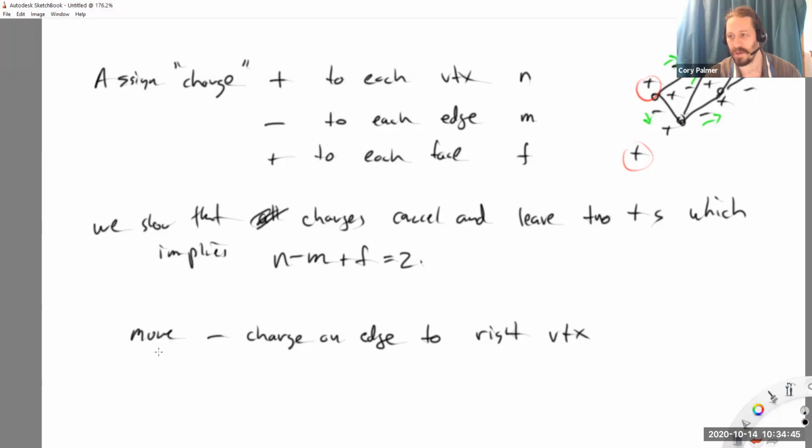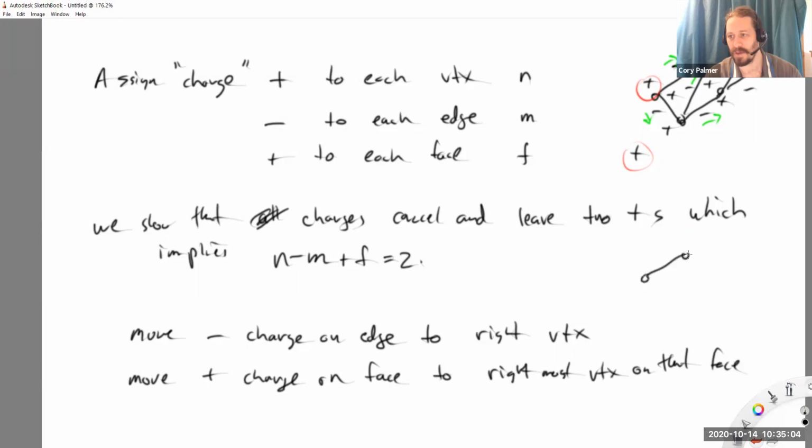The same thing is going to happen for the face. Move the plus charge on a face to the rightmost vertex on that face. So you've got a face, and there's a well-defined rightmost vertex of the face. Again, because of the ordering, it's this one in this picture here. Draw it to the rightmost. Okay, so that's the procedure. I'm just taking all these pluses and minuses and shifting them to the right here.